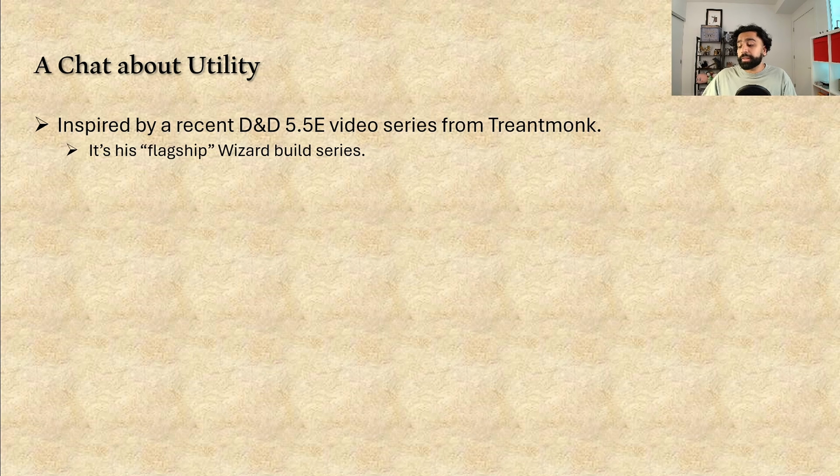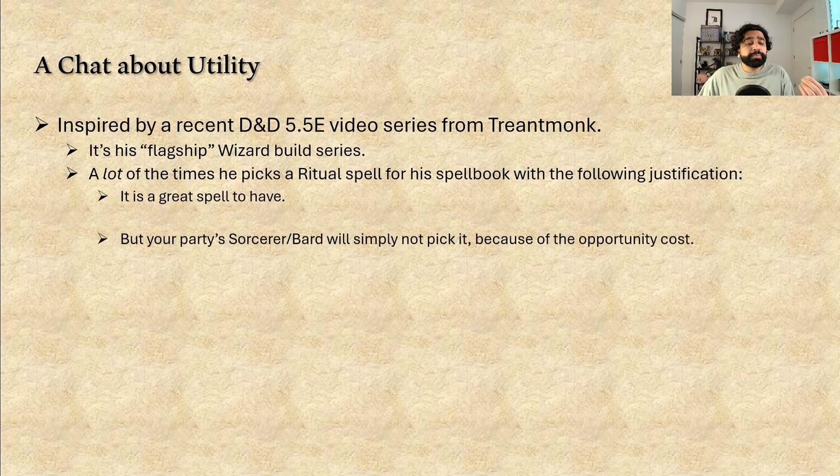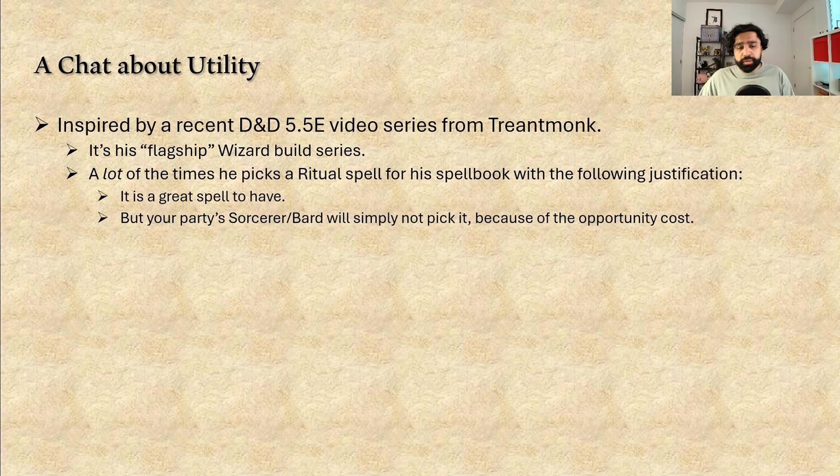the specific thing that stood out to me was a lot of the times he would pick ritual spells for his spellbook with the following justification. First, he would talk about how it is a great utility spell to have, because a lot of the utility spells in 5th edition D&D are really powerful. But despite how powerful they are, the sorcerer and bard in the party, if being optimized, are simply not going to pick it. It is too expensive for them to do it.